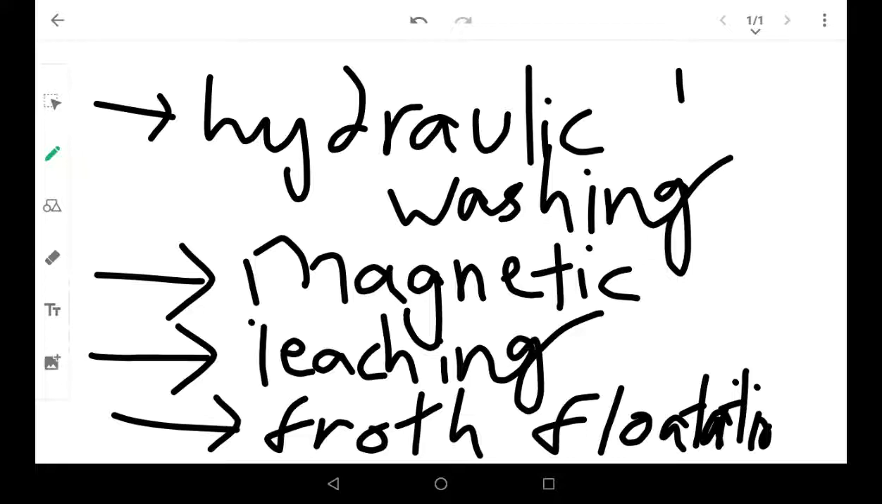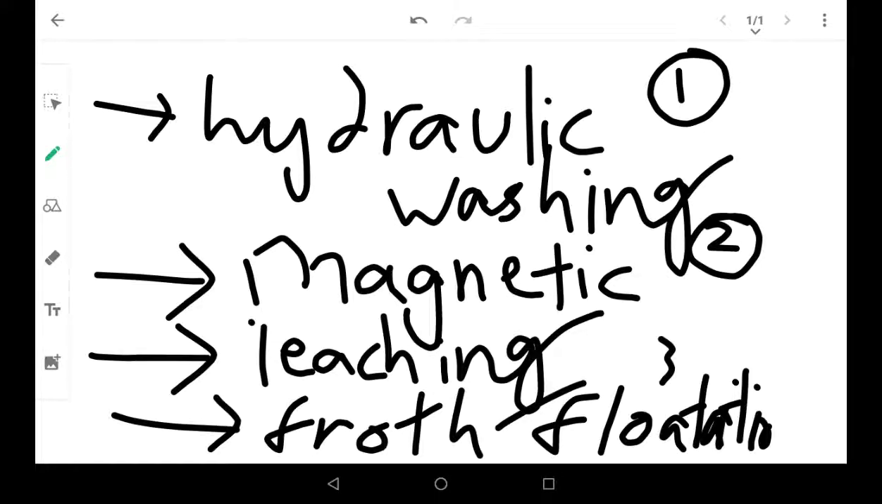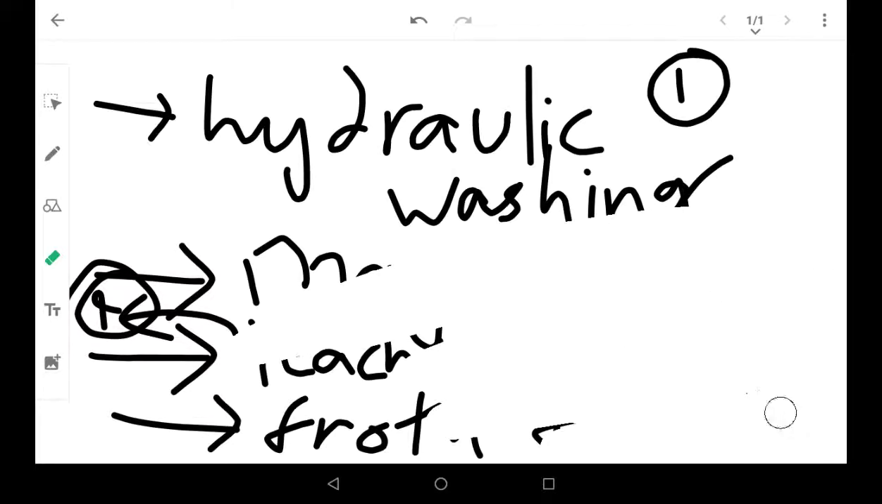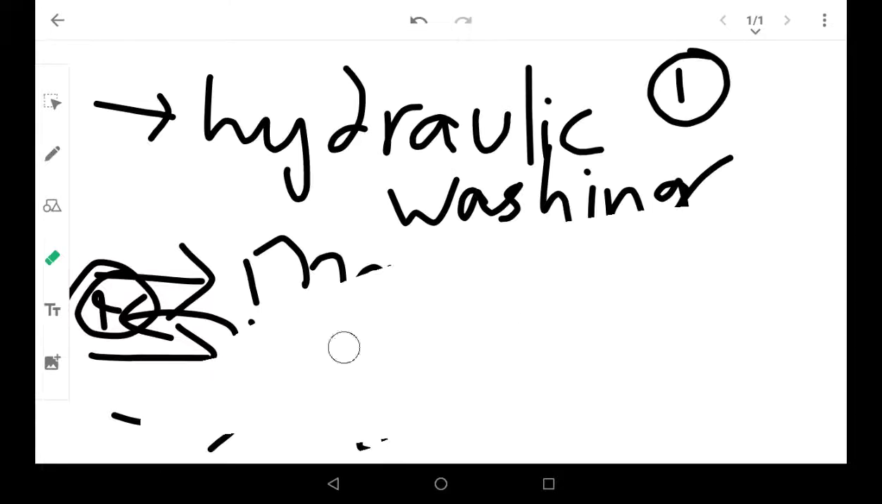I'll take up hydraulic washing first, magnetic separation next. Third one, I'll go with froth flotation. Leaching will be the fourth, last one. So in this video, let's talk about hydraulic washing and magnetic separation of the ores. So now, what exactly is meant by hydraulic washing?